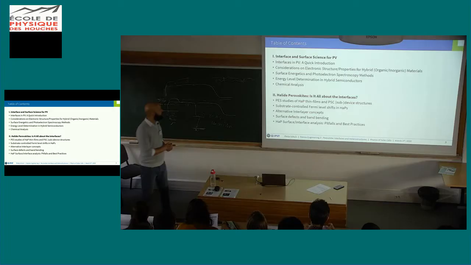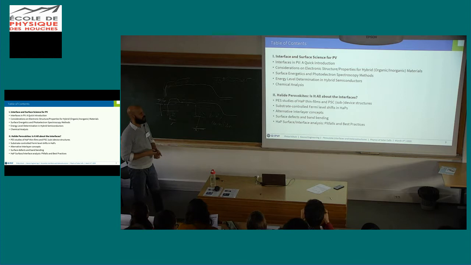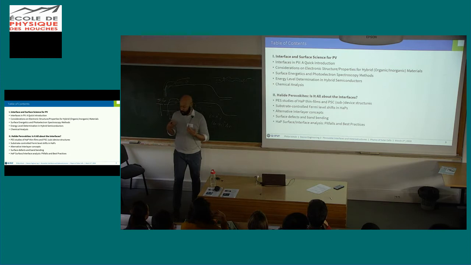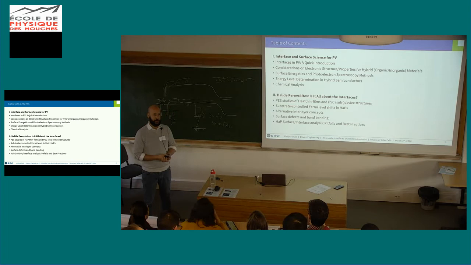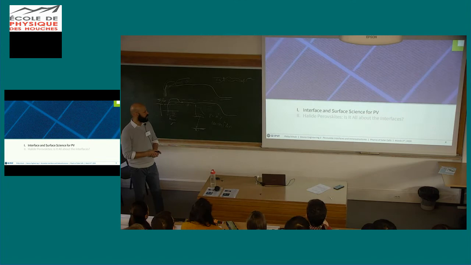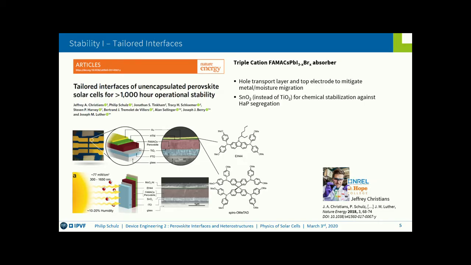Now this is the general overview of the talk. We will have this interface surface science section in the beginning. We will then discuss at broad length how one could use techniques in order to determine energy level alignment, particularly for hybrid semiconductors. And then eventually we will move on to halide perovskites, and is it really all about the interfaces? Well, I will present a few recent examples of work that has been done under my supervision, or that I did personally. But we might run a little bit short in time for this, and it's rather conference level concepts.